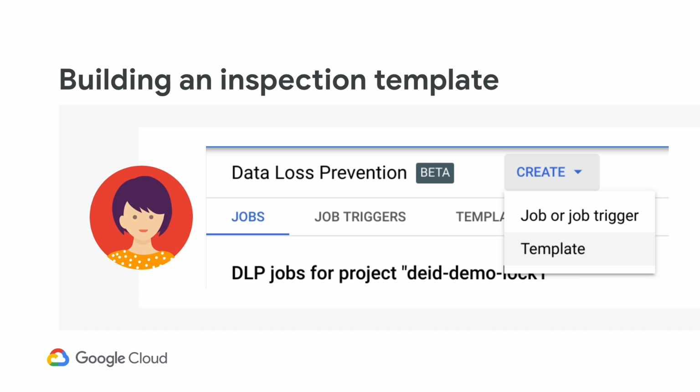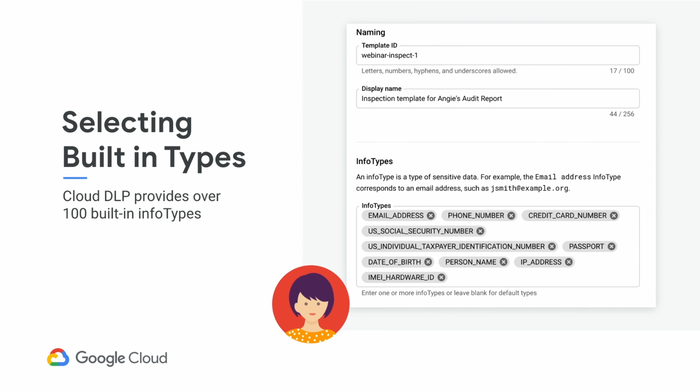So the first thing that we're going to do is create that inspection template. So in the UI, we would simply go over to Create, click on Template. And I'm going to walk you through the steps to create a template here. The first thing is really to give the template a name. This is something that you'll reference when you use it. Maybe a description, a human readable description so everyone can understand what this is. And then the first step is to pick the built-in info types that we want to use. In this case, Angie has selected several different types of PII that are, again, built in. Simply select them, and DLP provides these detectors.